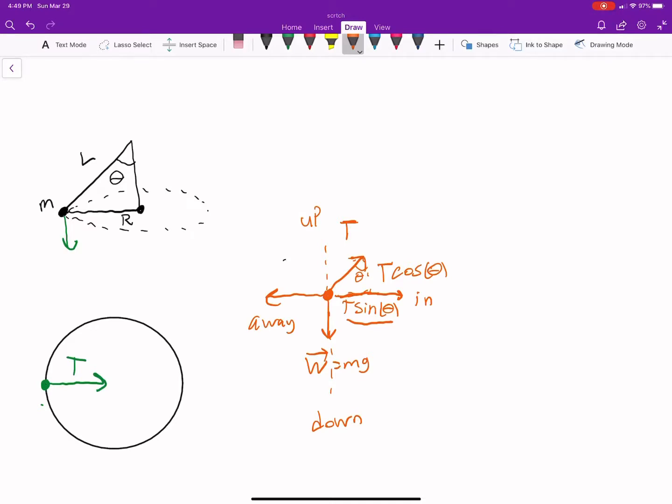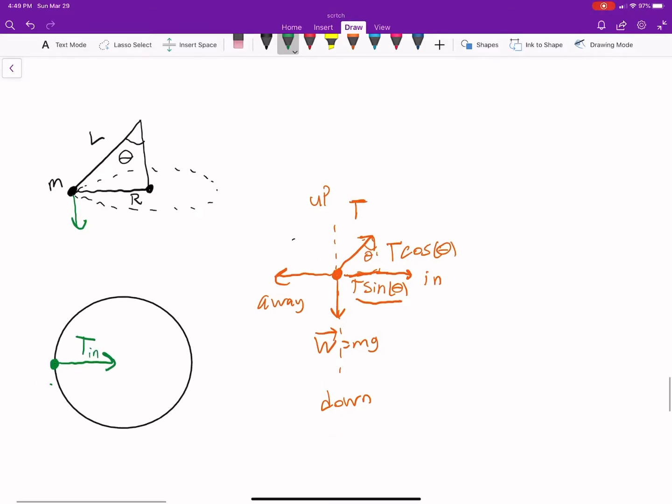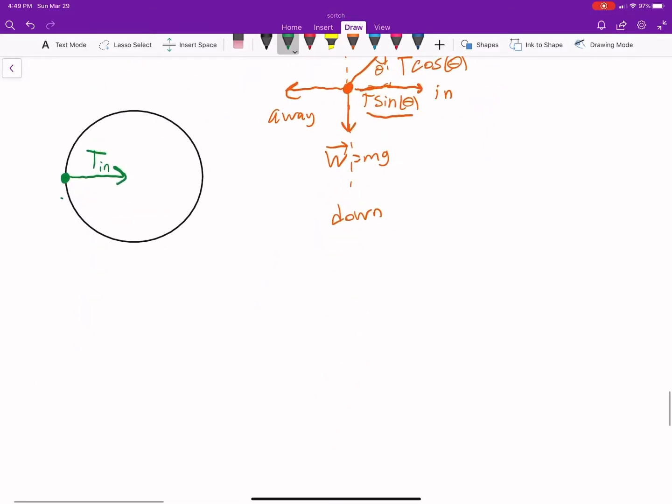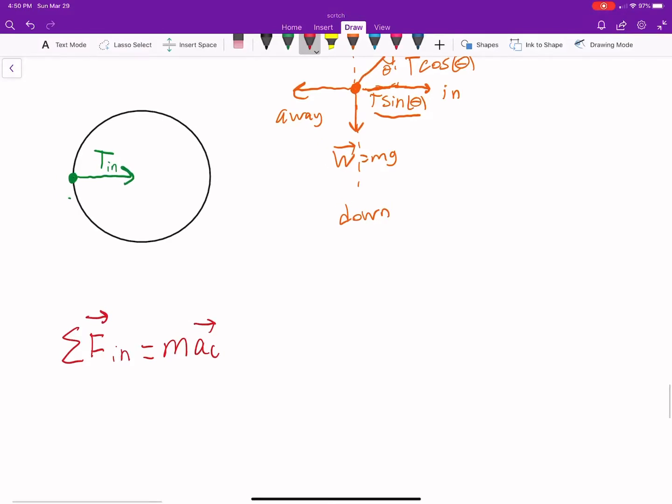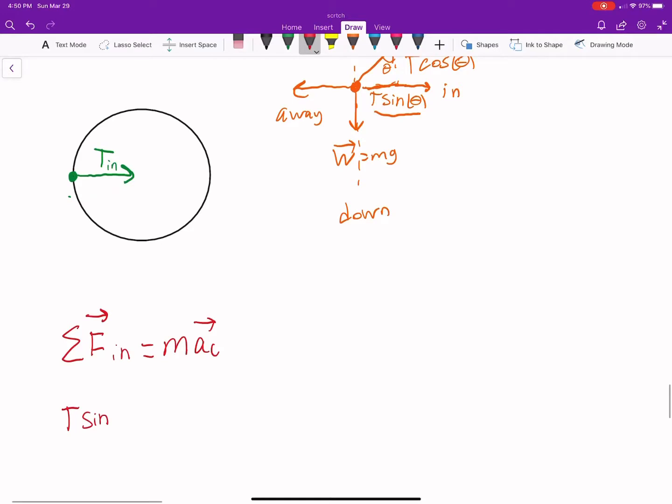So I should mention the tension that I drew here in the circle, the green bit, that's just the x component or the N component. So if we were to do a free body diagram, let's do the sum of all forces going in is equal to mass times our centripetal acceleration. Well, the only part going in is T sine theta. So we can say T sine theta is equal to m times our centripetal acceleration.